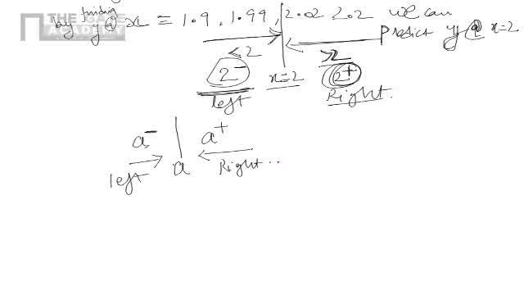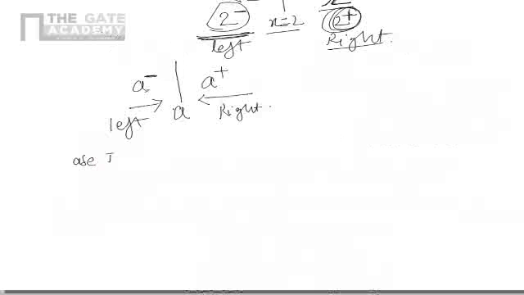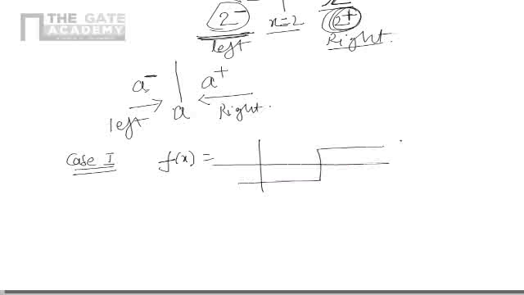Okay. Now let us go back to the question we asked. Why is it not true always? We will see the cases. Let us see our case 1. Let me take an f of x which looks like this. Now here let me say this is the point x equal to a.